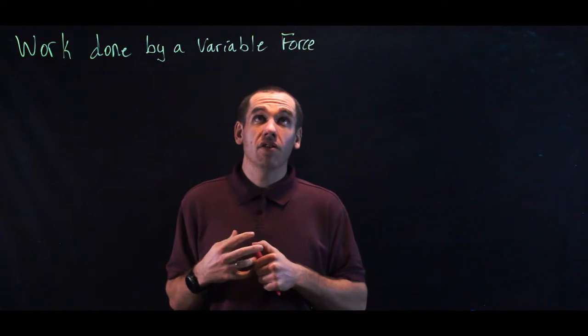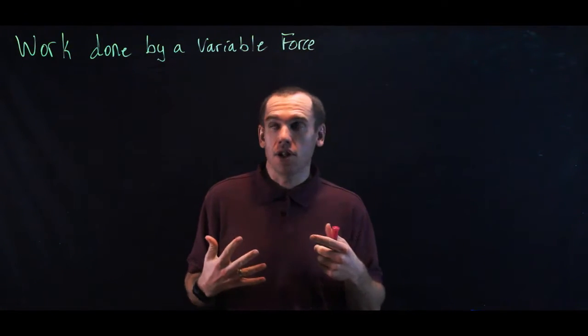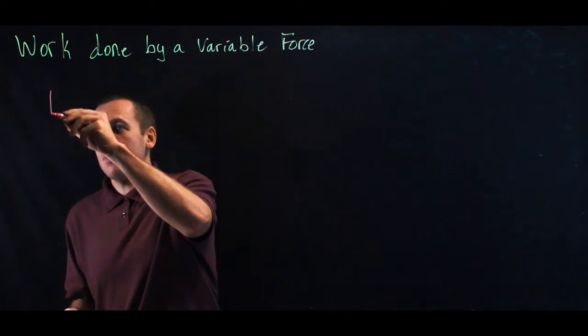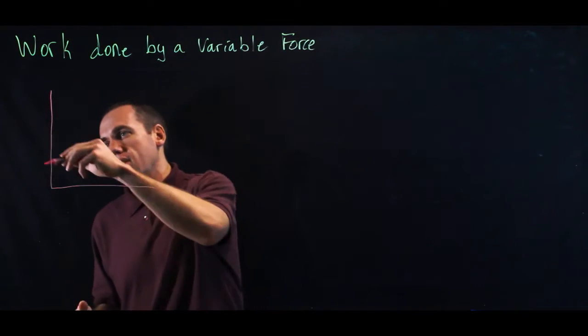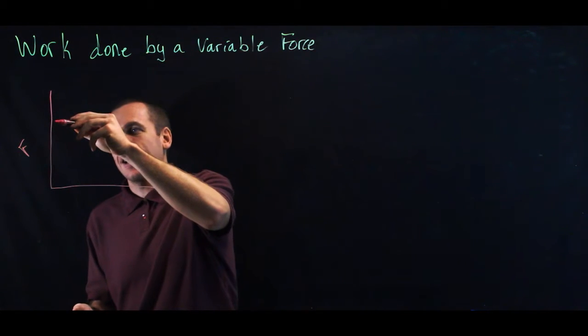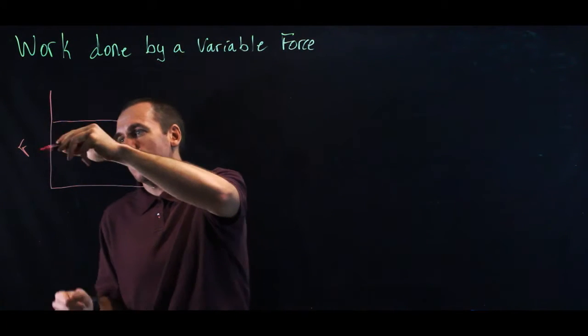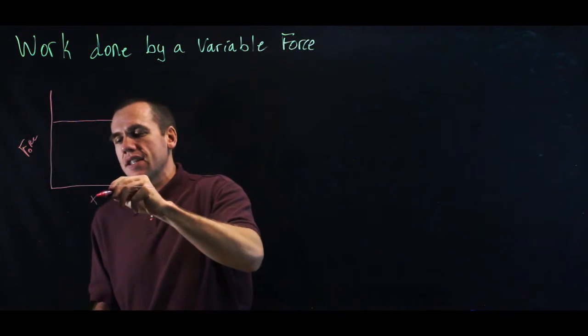In this lesson, we're going to take a look at work done by a force that changes. So if we were to graph how a force changed as you were pulling or pushing on something, we've been looking at a constant force. So it looks like this. So we have force over here and we have distance down here.